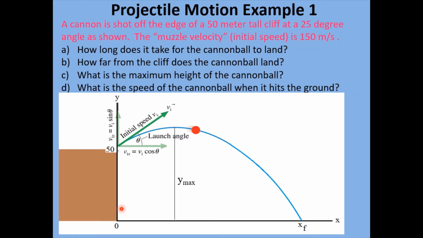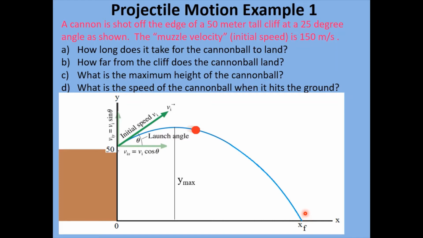Here we have our cliff over here. You can see the top of the cliff is at 50 meters. Here's our origin down here. And so the cannon is shooting the cannonball off the cliff upward at a 25-degree angle. That's our theta here. And the initial speed of the cannonball is 150 meters per second. So the cannonball is going to shoot out like this. It's going to reach some maximum height here, and then it's going to start to fall. And as it keeps falling, it's still moving horizontally. And finally, it's going to strike the ground over here at some final horizontal position, x sub f.